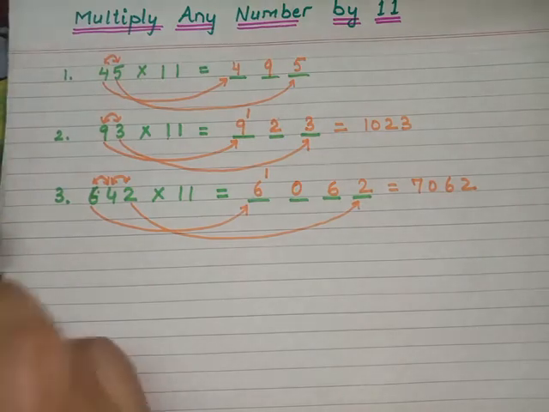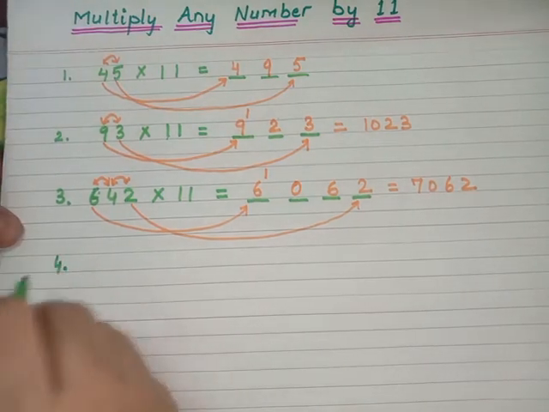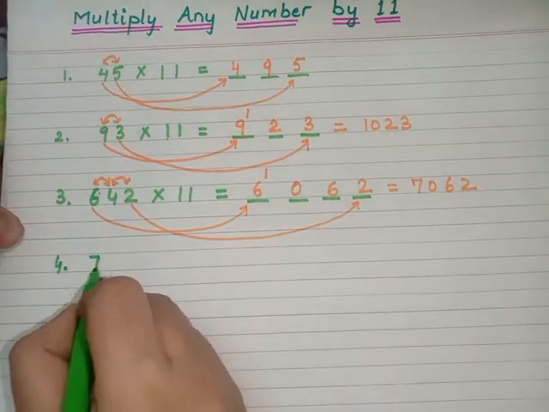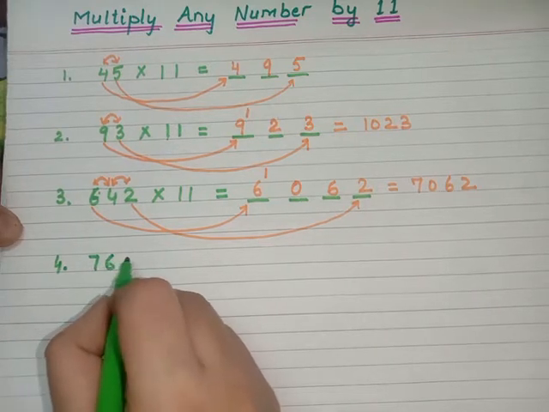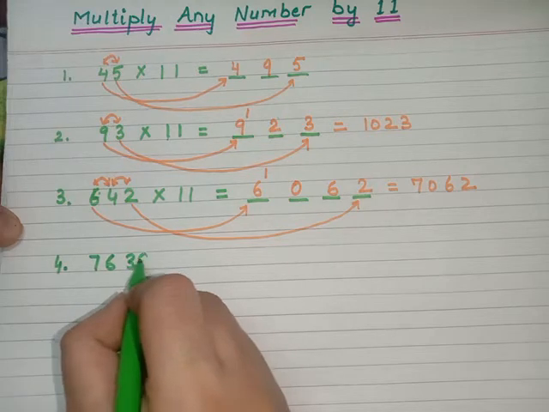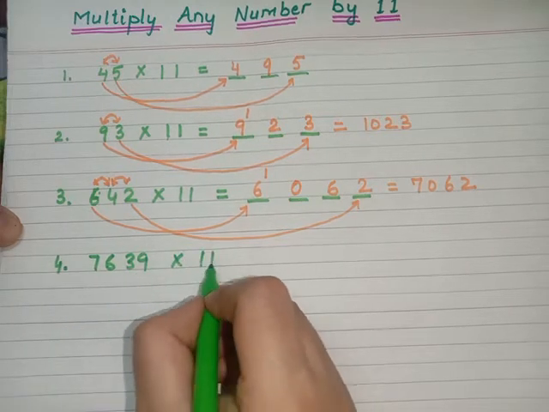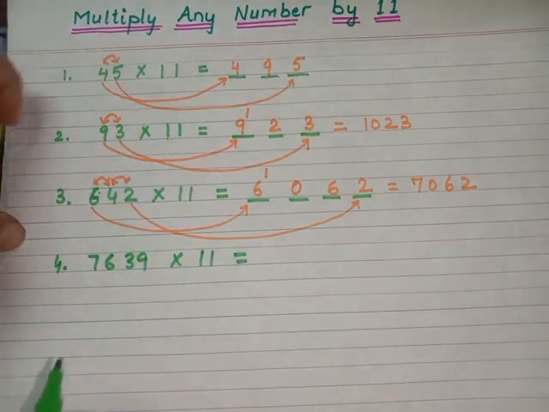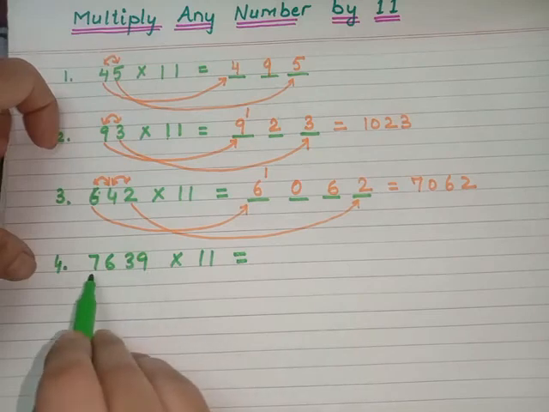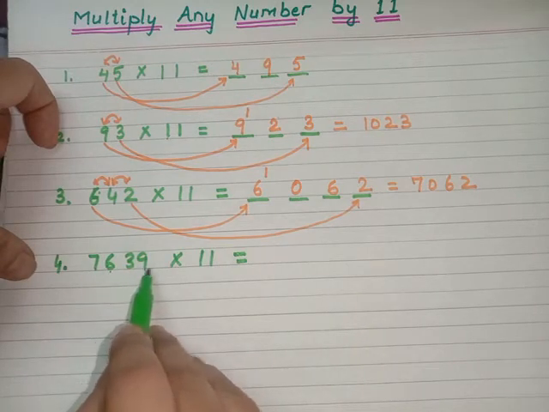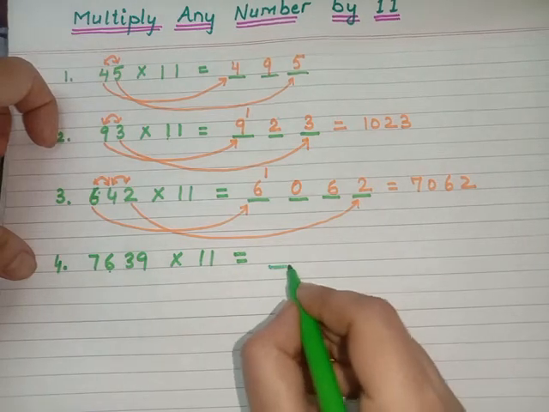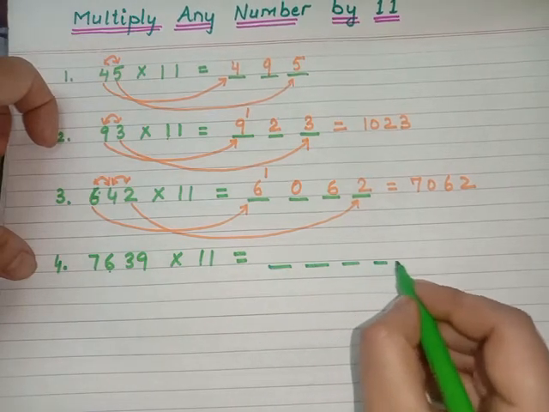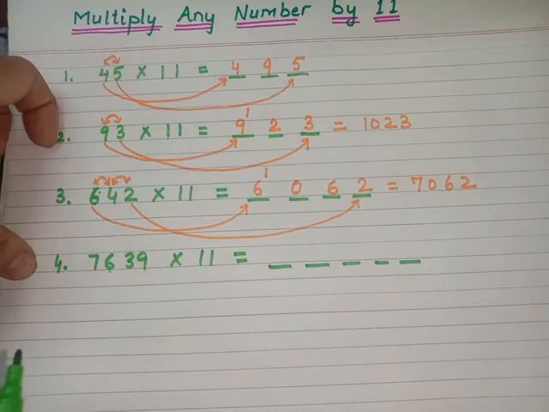So let's have one more example. The 4-digit number I am going to have is 7639. Suppose we have to multiply this number by 11. Again roughly count the digits, 1 2 3 4 5 6. Now a total of 6 digits are here. I will be making 5 spaces for the result.